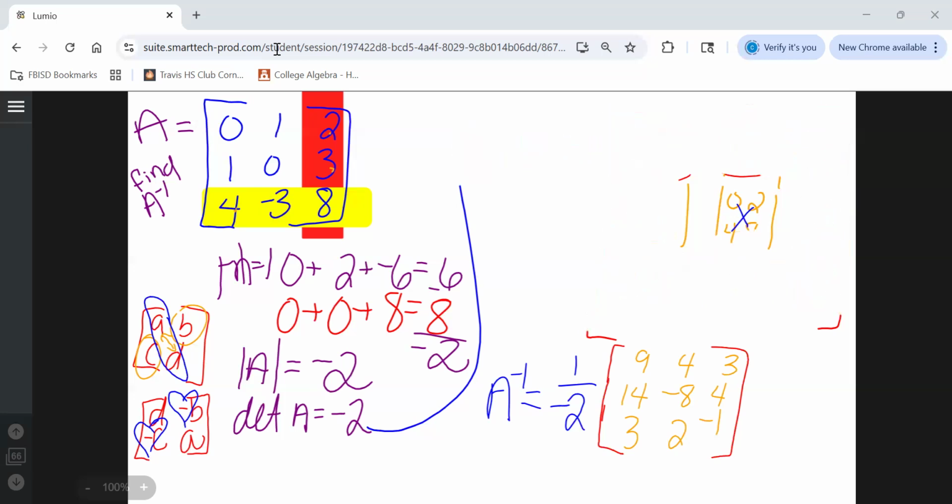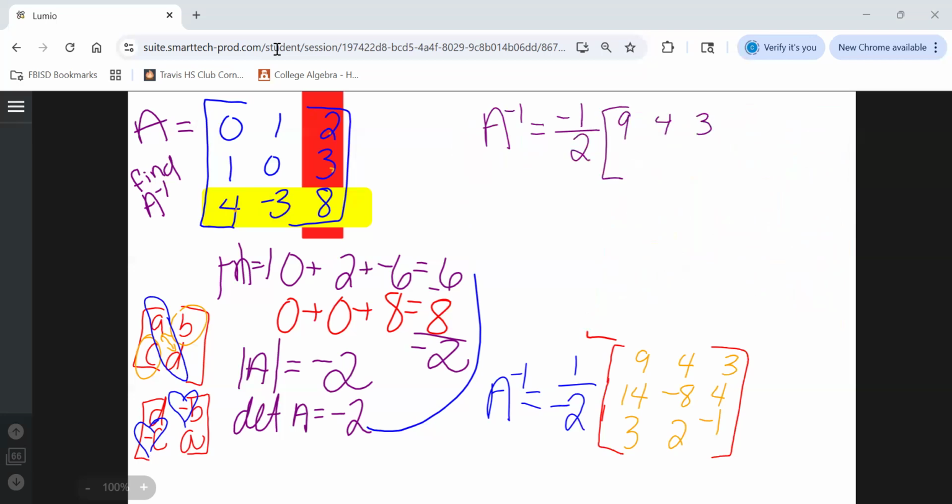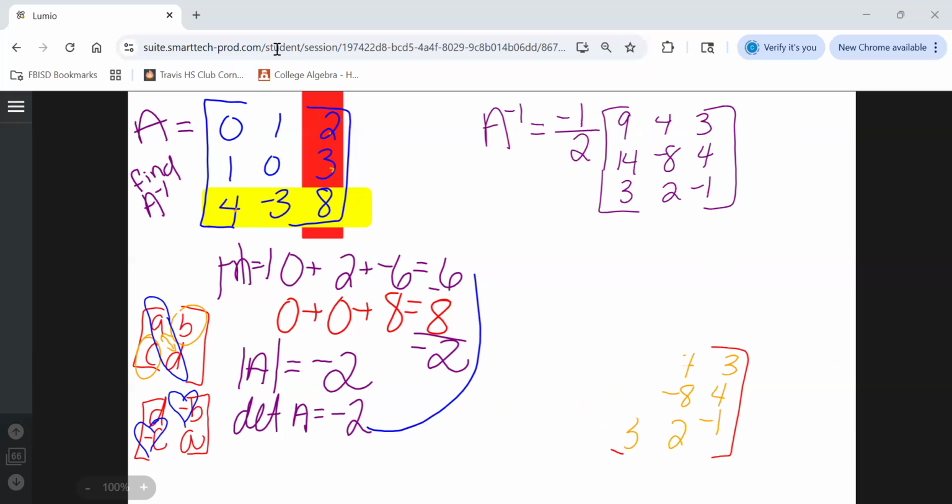And let's go ahead and clean it up again so it's easier to see. 4, 14, and 8, 4, and 3, 2, negative 1. Beautiful. All right. So this is what I was left with down there. I just rewrote it because I ran out of room. Don't worry, I didn't sneak anything in there.